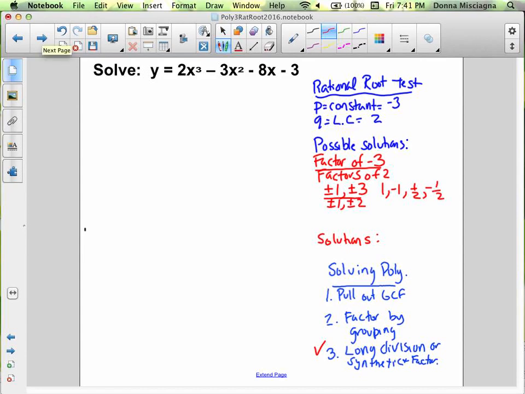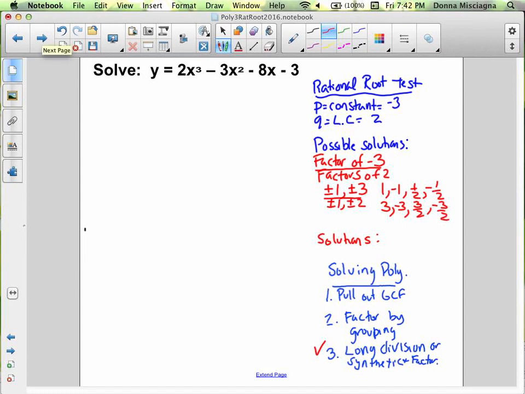So if we divide 3 by 1, we get 3. If we divide -3 by -1, we're going to get -3. Either way, if you're dividing 3 by -1, it's -3, and if you're dividing -3 by 1, it's still -3. And then we have the same thing with 2. So positive 3 divided by 2, -3 divided by 2. Here are your last two possible solutions, 3/2 and -3/2.